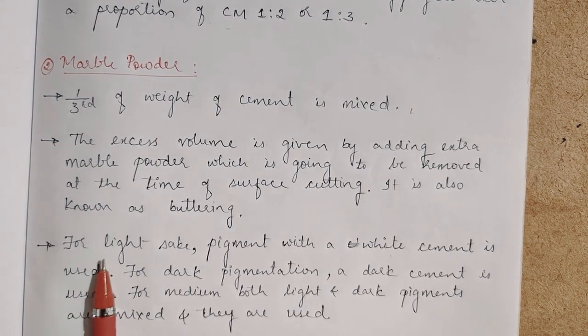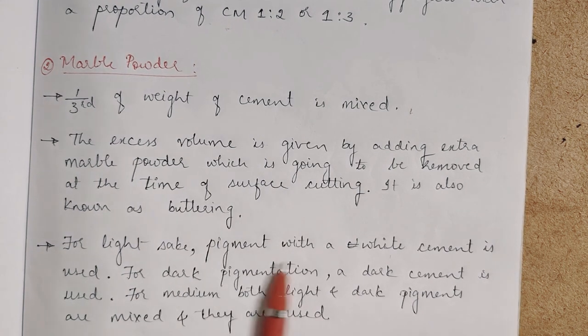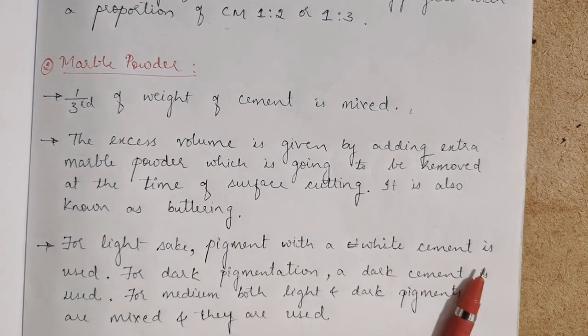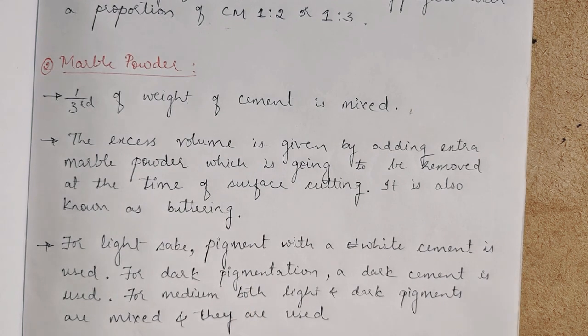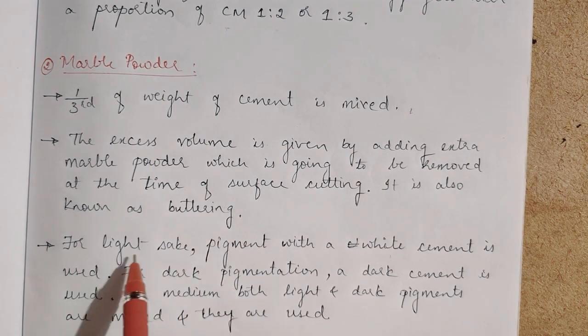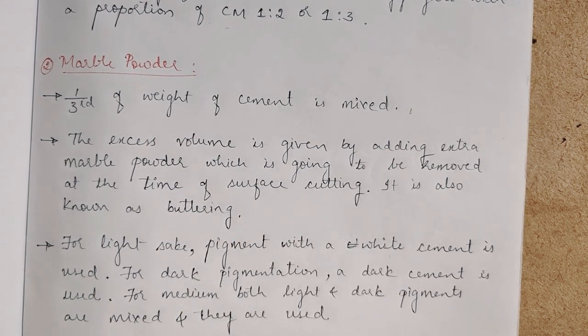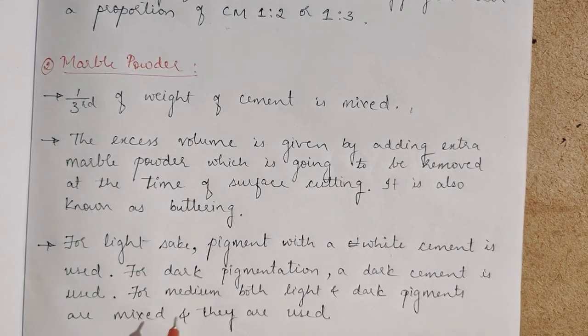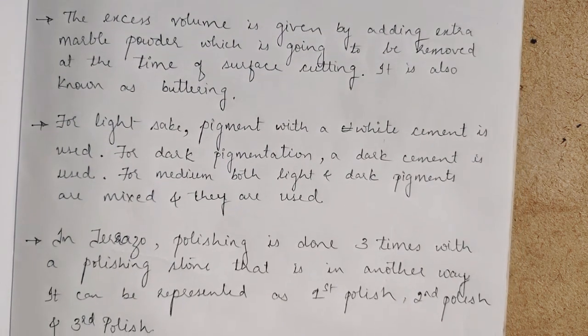If you want light pigmentation, then white cement is used. For dark pigmentation, dark cement is used. If you want a mixture, both dark and light pigments can be mixed and used. Whichever color is necessary, light or dark, pigments are used to enhance the color of the flooring.